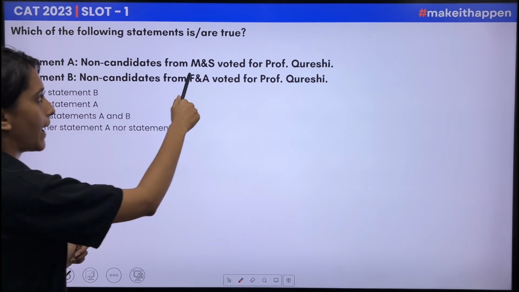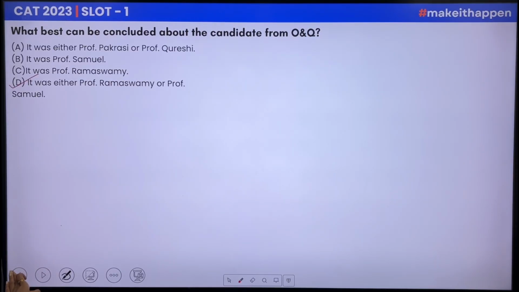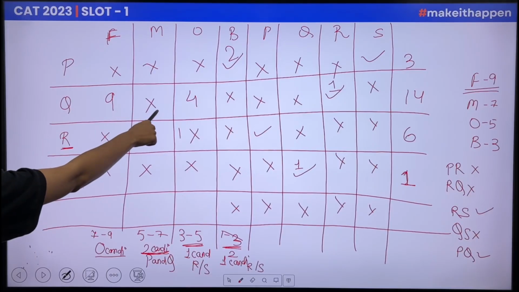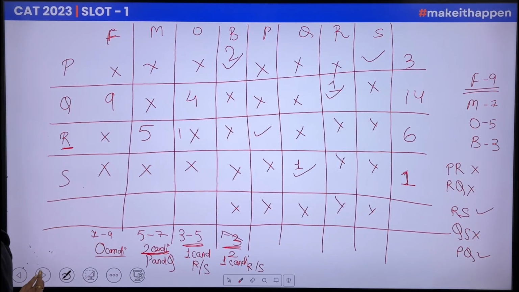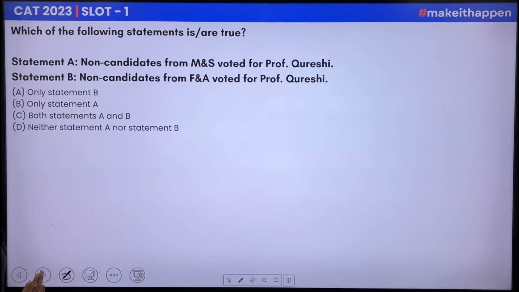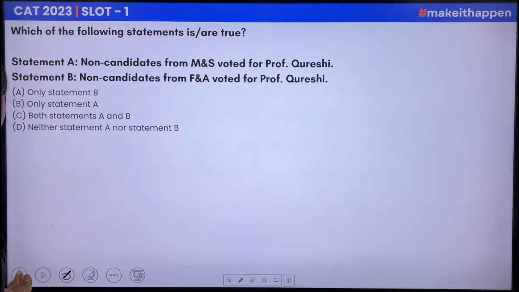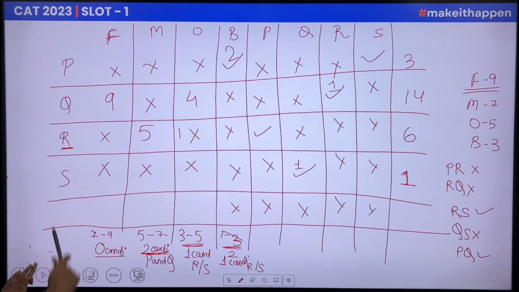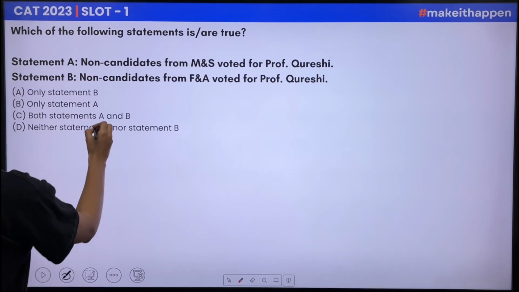Non-candidates from S, M and S voted for Q. M and S voted for Q. No, M and S voted for R. Okay, this is wrong. Non-candidates from F and A voted for Q. F and A voted for Q. Yes. So, only statement B.